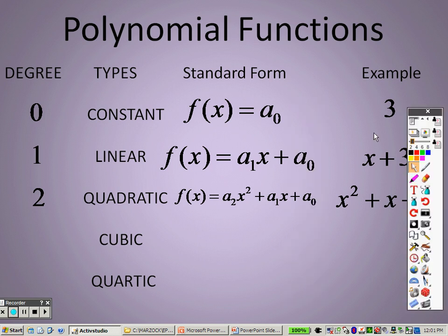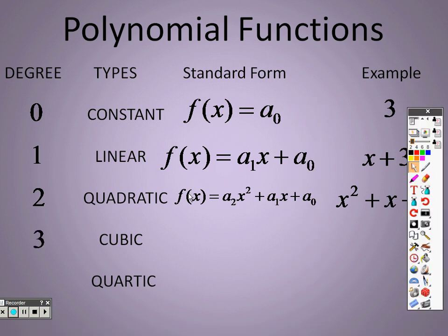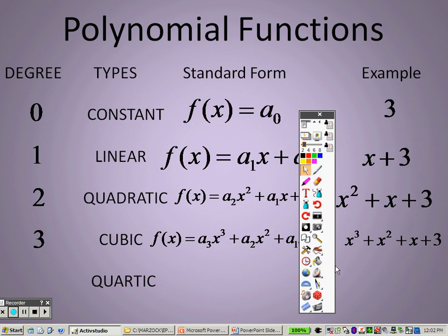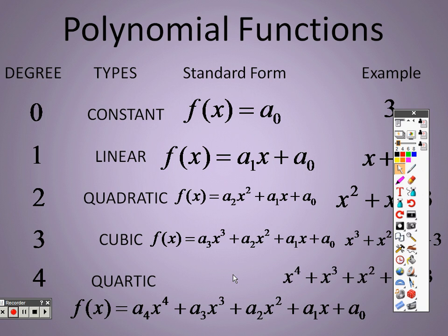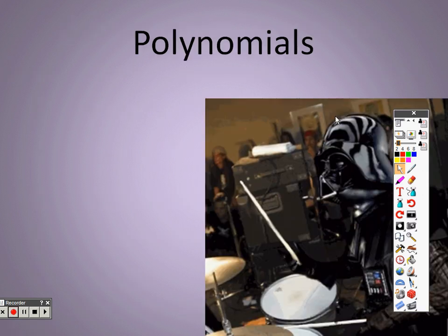A cubic, which is what we're going to start talking about more of. Notice how the highest exponent there is a 3 for cube, and there's an example for you: x to the third plus x squared plus x plus 3. And a quartic would be the degree of 4, and notice how the exponent there is 4, and this highest example is 4 as well.